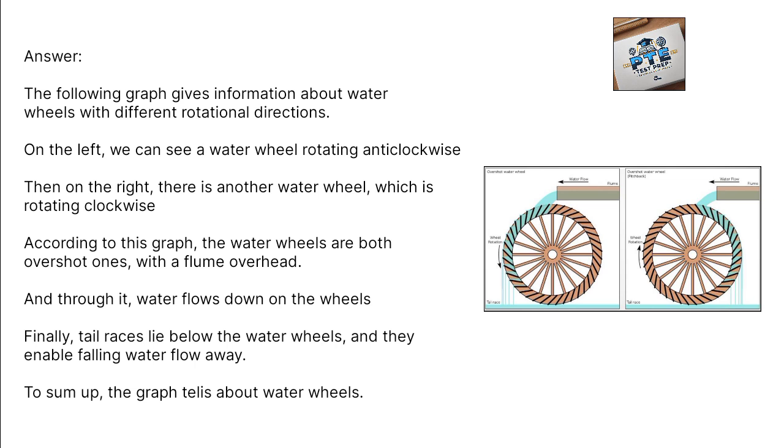According to this graph, the water wheels are both overshot ones with a flume overhead, and through it, water flows down on the wheels. Finally, tail races lie below the water wheels, and they enable falling water to flow away. To sum up, the graph tells us about water wheels.